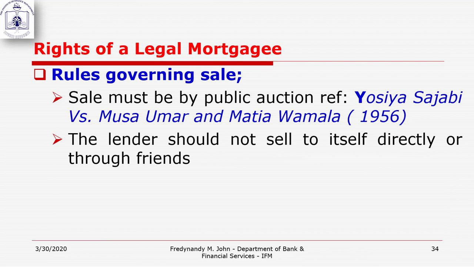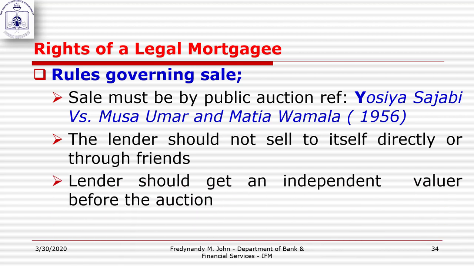Then the lender is strictly prohibited from selling the property to himself directly or indirectly. Indirectly, that is through friends or any other third party. It is strictly prohibited. The lender needs to sell this property on the public auction to the public and not to himself. Again, before the selling, the lender needs to ensure that they get an independent valuer.